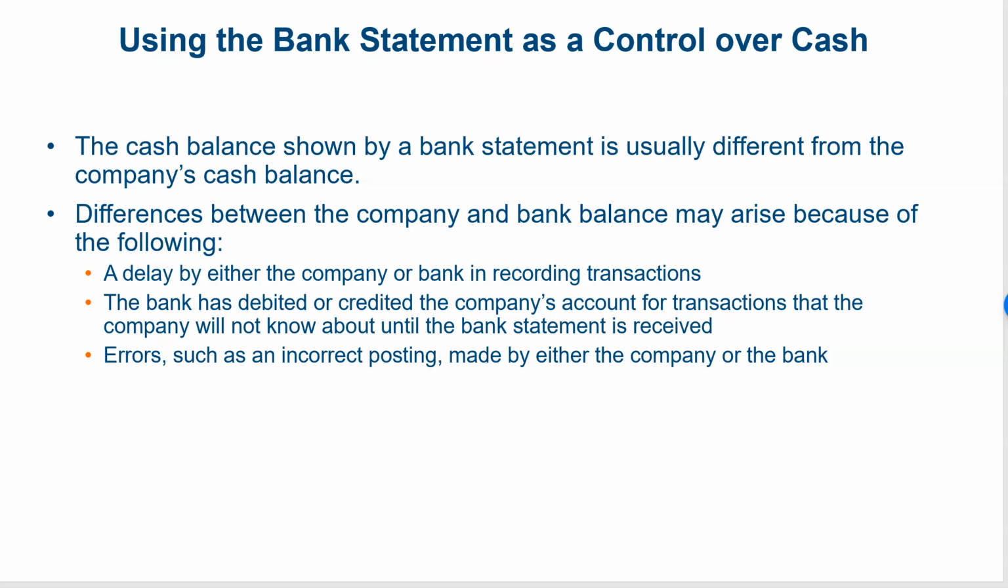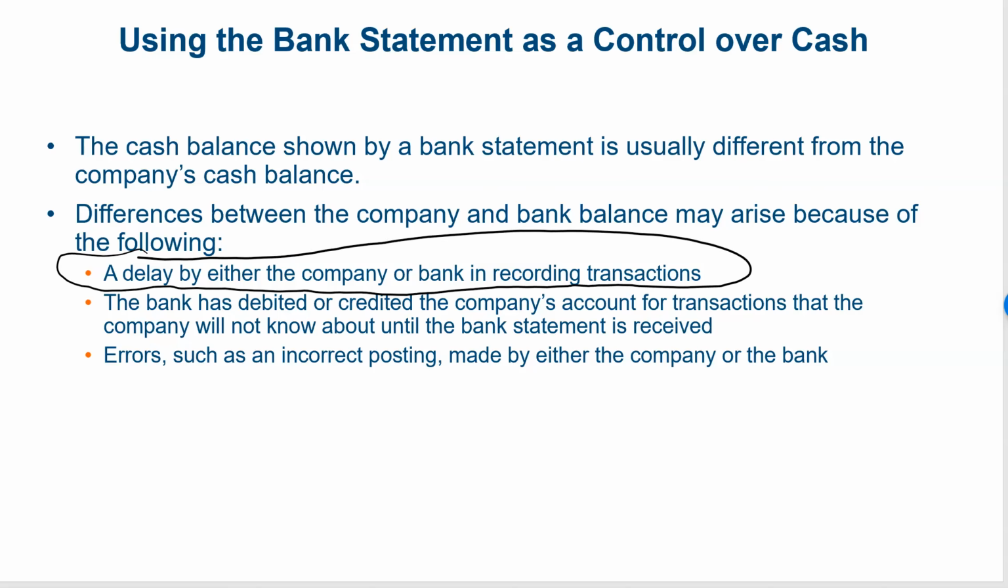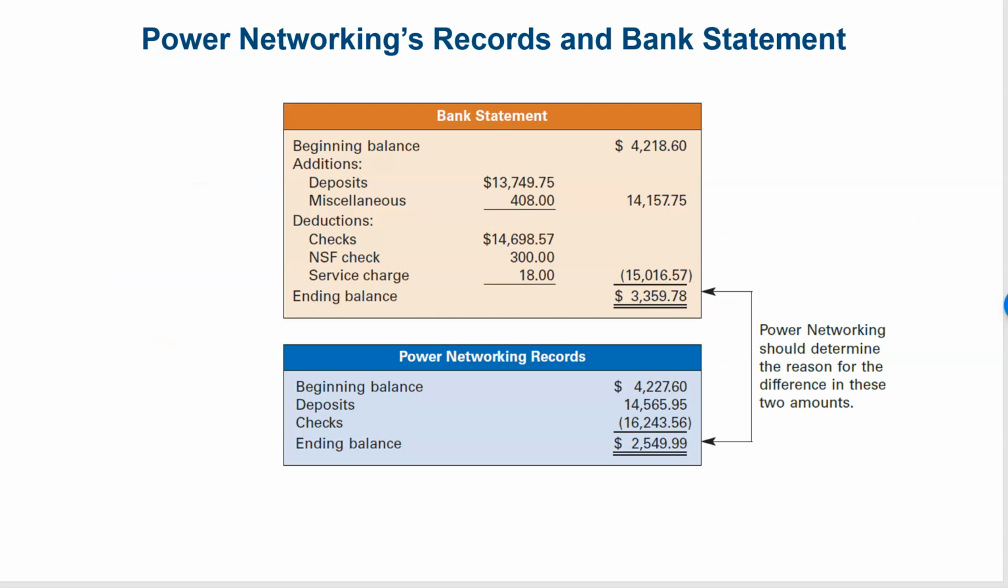All right, so the cash balance shown by the bank is usually different from the company's cash balance, and that is because of timing differences. Number 1, a delay by either the company or the bank in recording transactions, like a check that's still outstanding, or the bank has debited or credited our company account and we didn't know about it, or we haven't made the journal entry for it yet, so we need to update our records, or if there are any errors. So for those reasons, the bank account balance on the bank statement usually will not exactly match our cash account, and that's why we have to do a reconciliation of those two items.